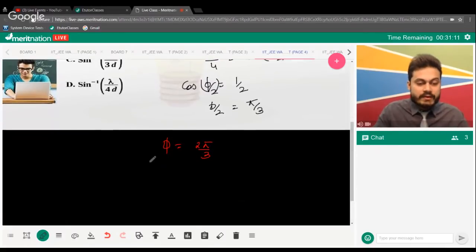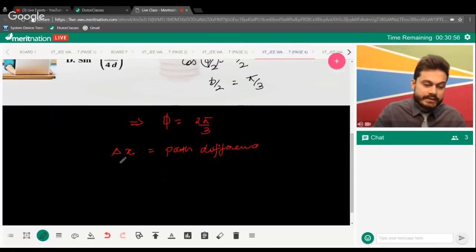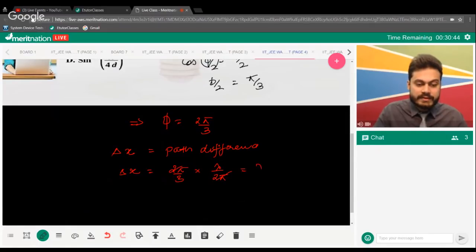Correct. Now if you got phi, can you tell me what will be delta x? That is path difference. So you just need to use the same formula which I told you in the very beginning, right? So here delta x can be written as 2 pi by 3 into lambda by 2 pi. So 2 pi cancels. So path difference comes out to be lambda by 3. This is the path difference between those two waves.